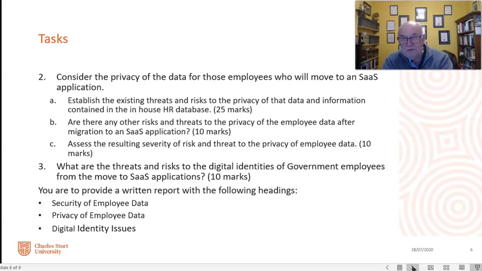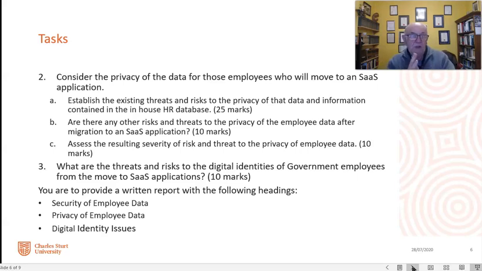The final question then is to determine what are the threats and risks to the digital identities of the government employees once you move to a software as a service application. So you've got three different aspects you're looking at. Security of data, privacy of data, and threats and risks to digital identity. They're the three questions, okay?